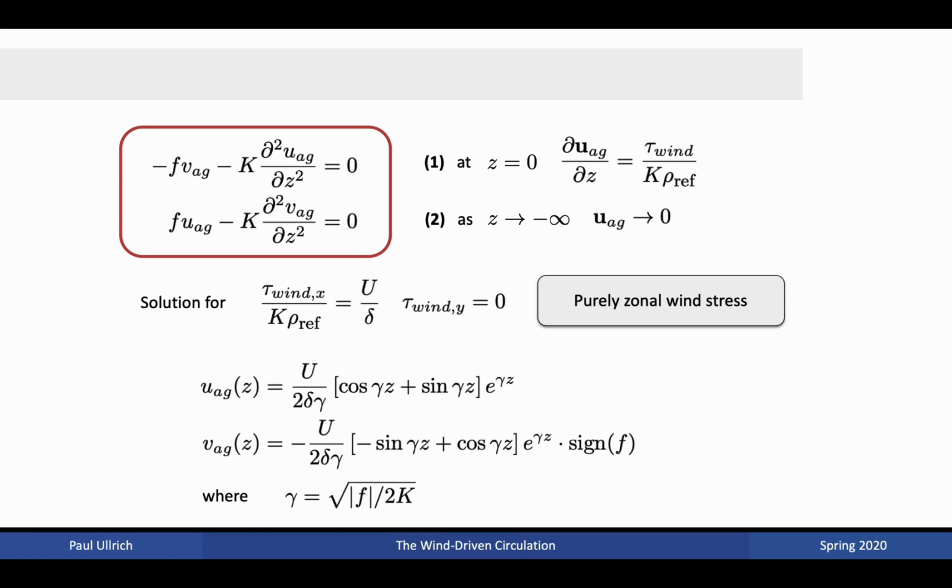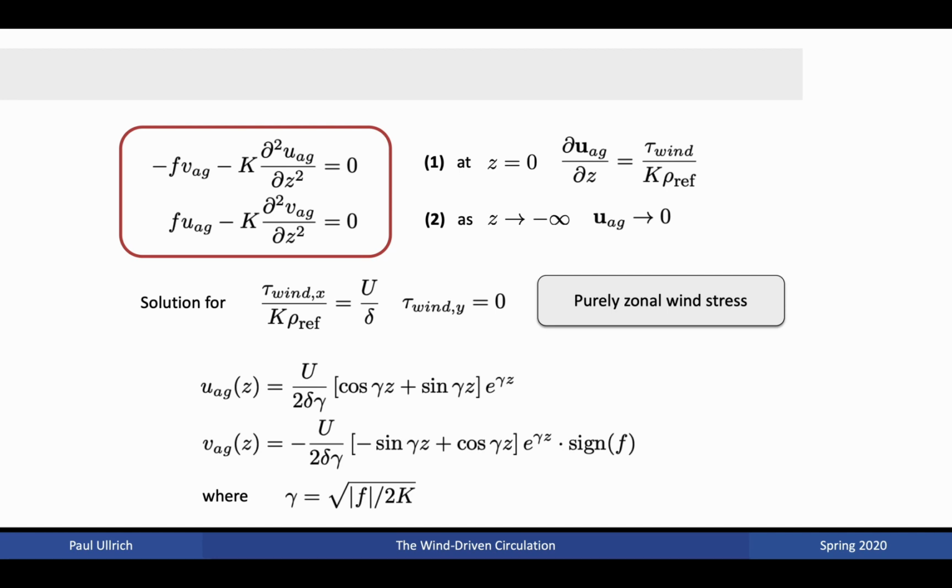Recall that this term on the left-hand side of the equal sign has units of meters per second per meter. Specifically, it's a difference in a velocity over a particular depth. So here we're saying that the velocity imposition varies by about capital U over the depth of the Ekman layer. The second equation is that tau wind y is equal to 0. That is, there is no meridional wind stress imposed.